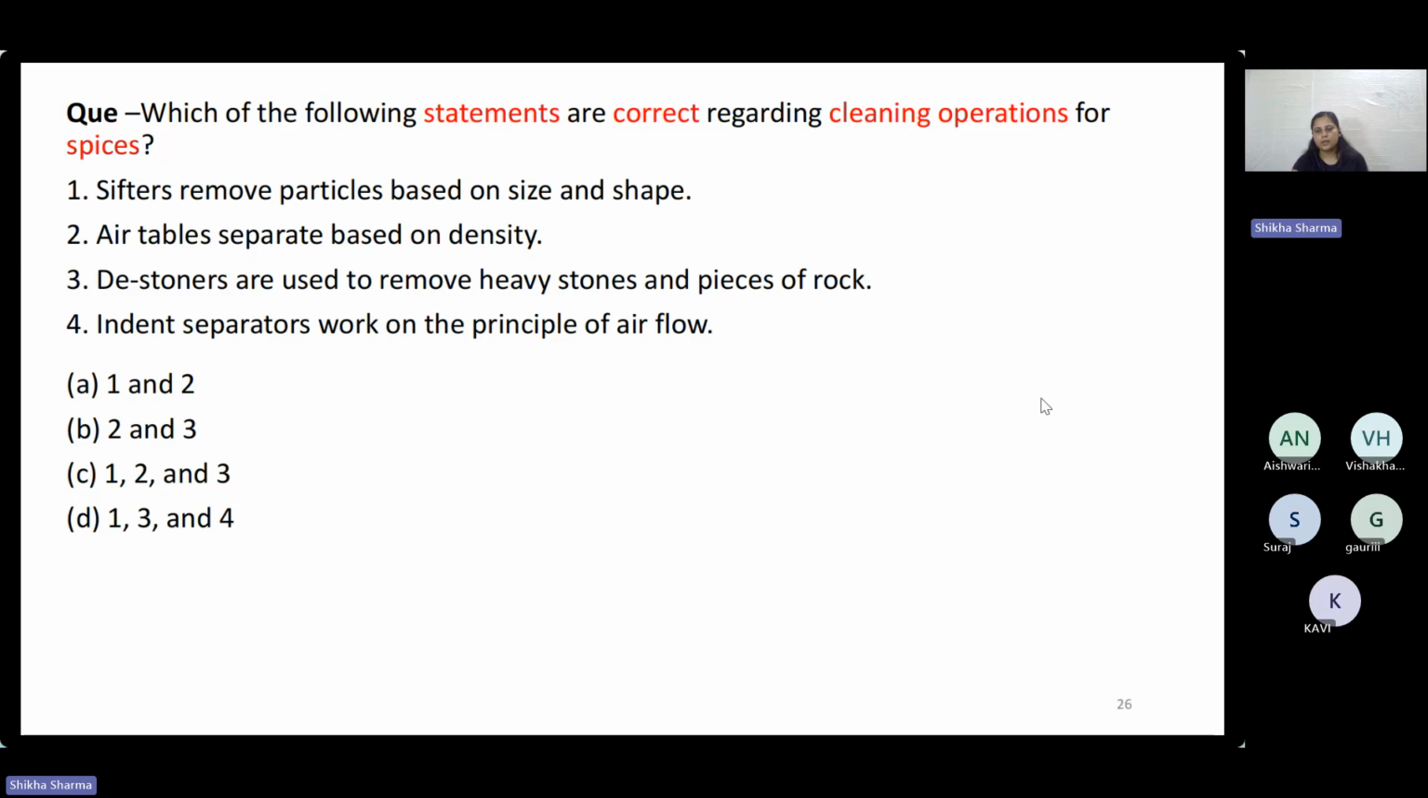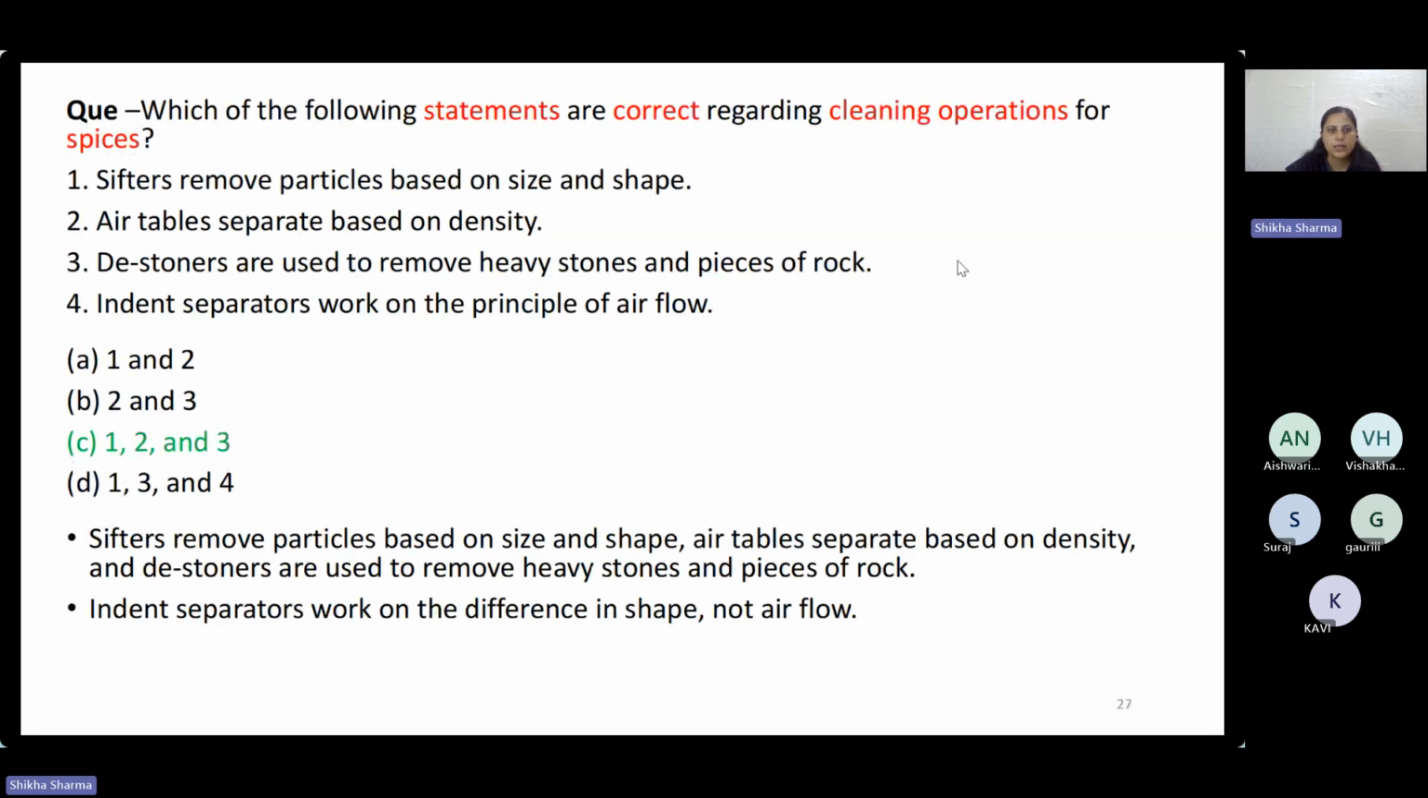So Vishakha is writing already. Option C. Kavi Suraj, option C. Vishakha, 1, 2, 3. So everyone is saying that C is the correct answer. So let's see the answer. Yes, C is the correct answer.